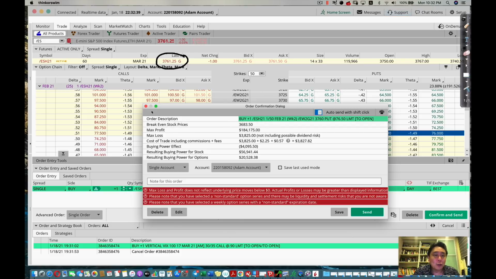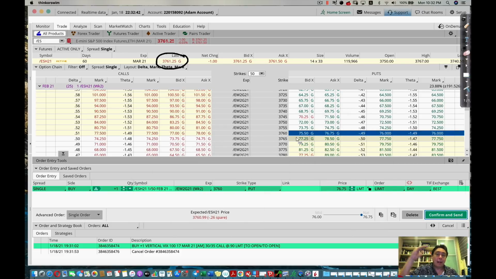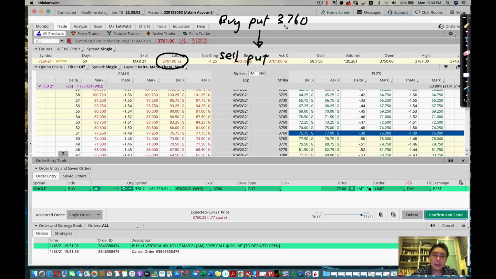So to make it cheaper, what do we do? We buy the put at 3760, and to make it cheaper, we sell a put at our target price, where we think the market is going to go down to. So in 25 days, where will the market go down to if it goes down? Look at this figure over here.